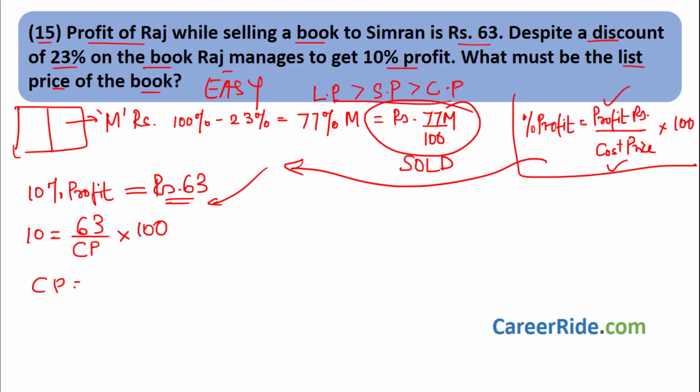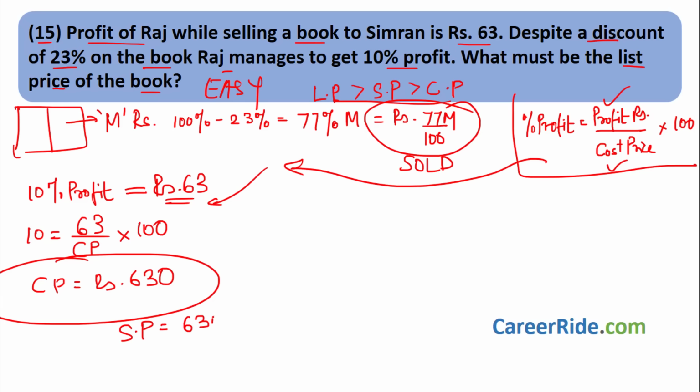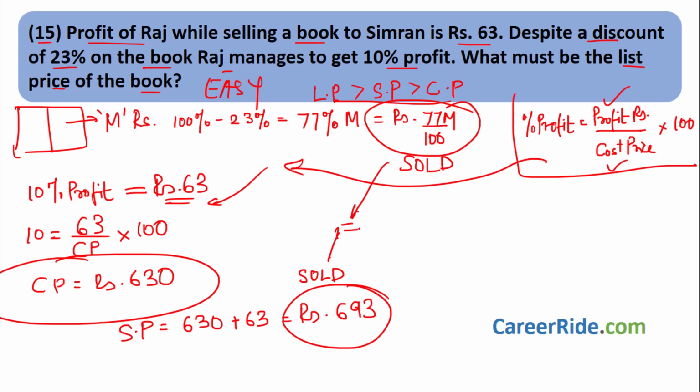So what do we get the cost price as? Rupees 630. This is the cost price of the book. Now we know that profit of Raj was rupees 63. That means the selling price for Raj must have been the cost price plus the profit, that is 630 plus 63 rupees, that is rupees 693. So this is the price at which Raj sold the book to Simran, but we already know that Raj should sell the book to Simran at rupees 77 M by 100. So that means these two values have to be equal. So let us write them down.